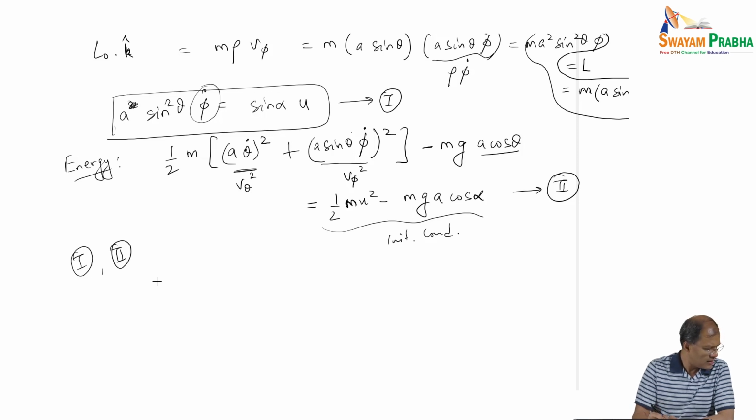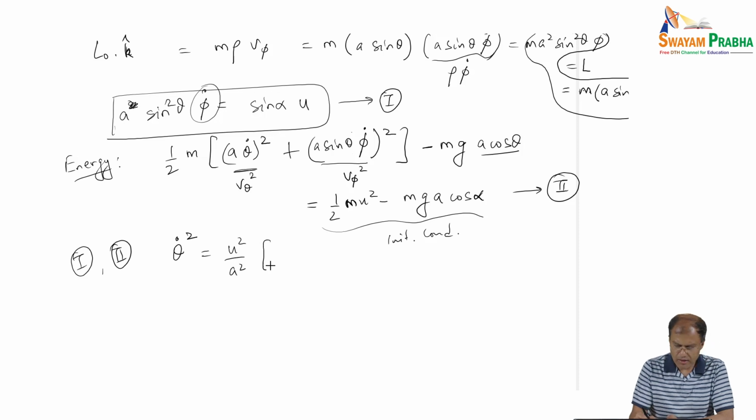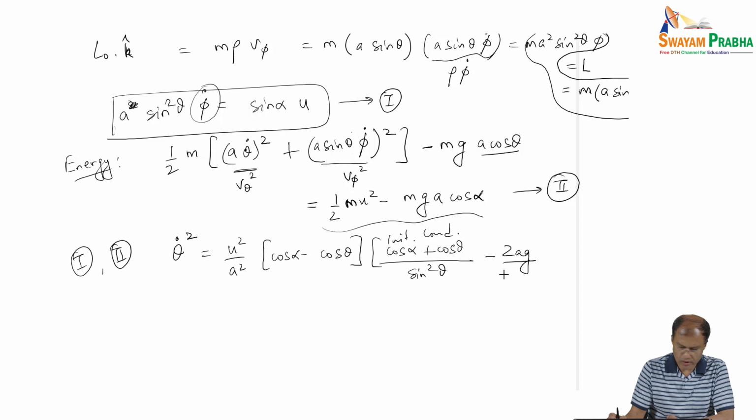So we get that the equation containing only theta is: theta dot square is u square by a square, times cos alpha minus cos theta, times cos alpha plus cos theta, by sine square theta, minus 2ag by u square.